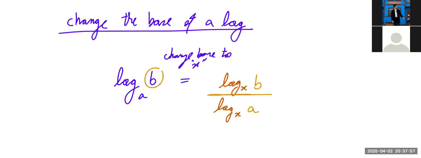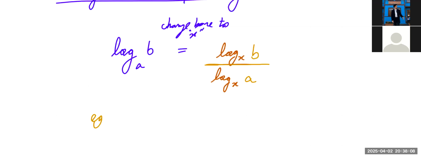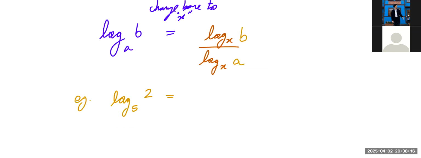Remember, the top thing goes to the top and the bottom thing goes to the bottom. This is not exactly technical wording, but it is very easy to remember this way. So for example, let's do a quick example. If you have log base 5 of 2 and you want to change it to log base 10, what do you think it will become? I want to change the base to 10. So log base 10 of 2 divided by log base 10 of 5.